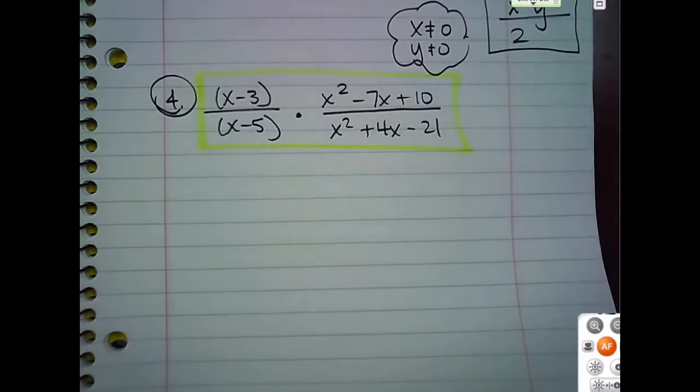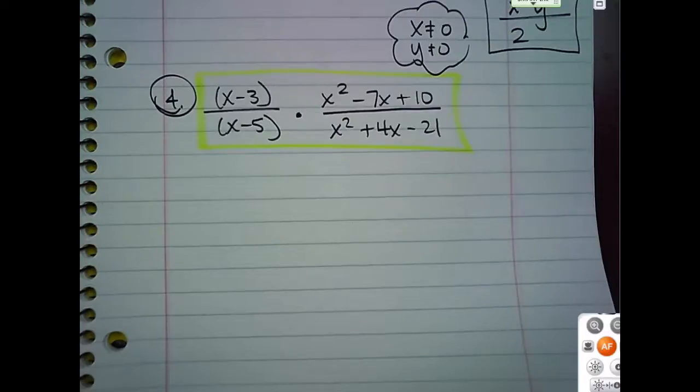This one doesn't look anything like the others. How come? The others were basic and straightforward. Yeah, there's trinomials. Well, what do you think I should do with those trinomials so that I can cancel stuff? What did we do yesterday? Yeah, we factored. Same thing. It just looks a little different.